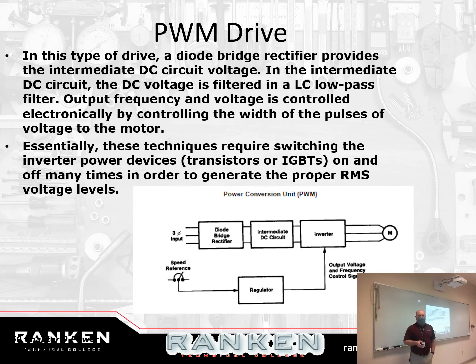Outstanding. In this type of drive, the diode bridge rectifies it, turns it into DC. The DC is then filtered. The DC filtered voltage is then put through a series of IGBTs that turn off and on as fast as humanly possible to generate the proper RMS voltage levels. These IGBTs are turning on and off like 300,000 times a second, 200,000 times a second. Most of the switching frequency is usually about 15 or 16K, but they can turn on and off as many as 500,000 times a second, 500K switching frequency. Okay?